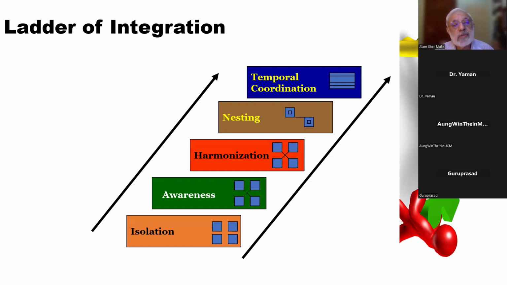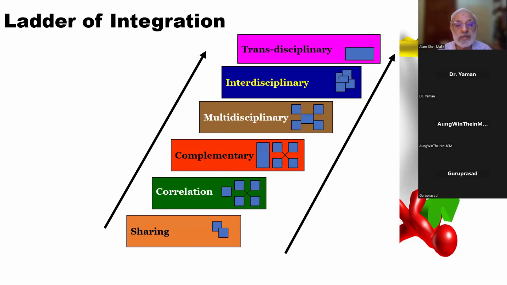Here are those 11 levels. The first level is isolation. Second is awareness. Third, harmonization. Fourth, nesting. Fifth is temporal coordination. Sixth is sharing. Seventh is correlation. Then complementary, multidisciplinary, interdisciplinary, and transdisciplinary. And we will go through the definitions, not really in great detail, but trying to understand these levels of integration.